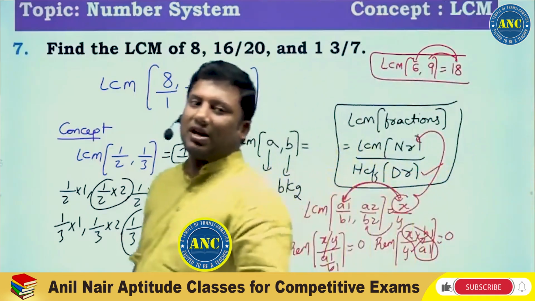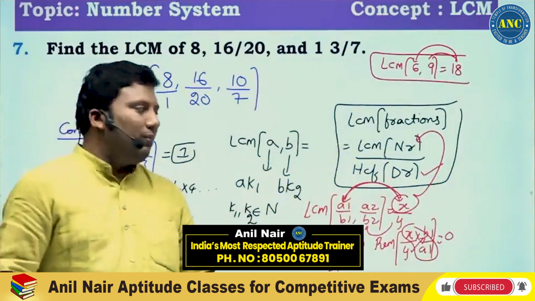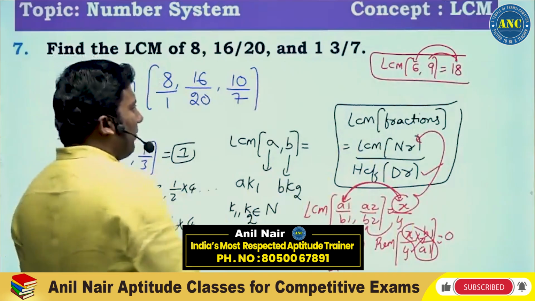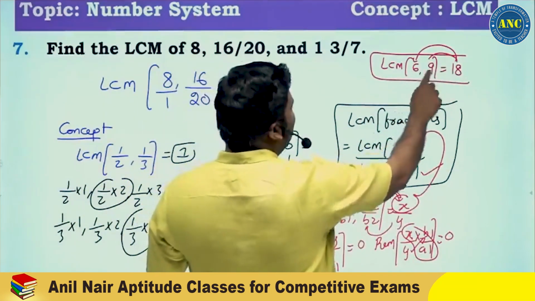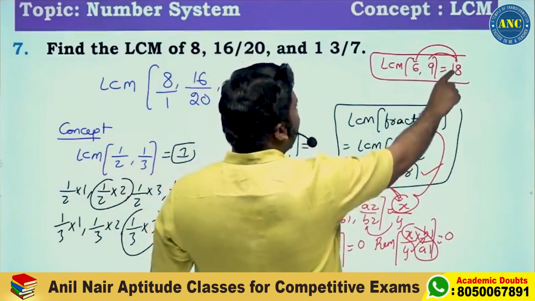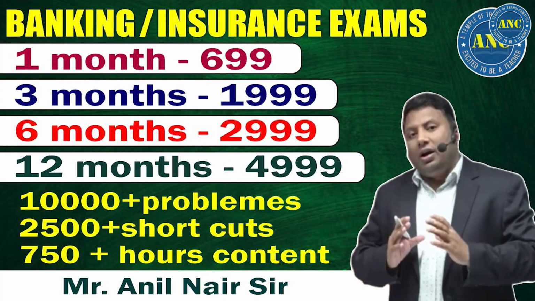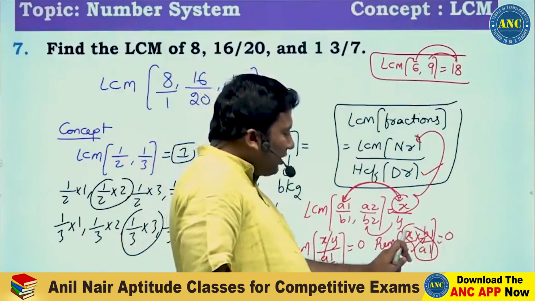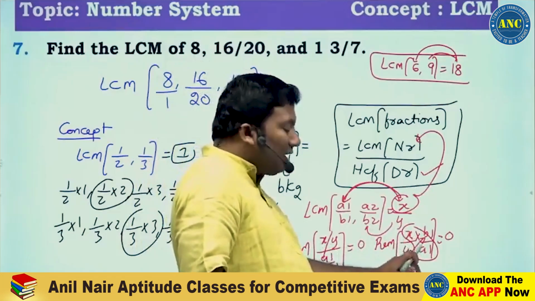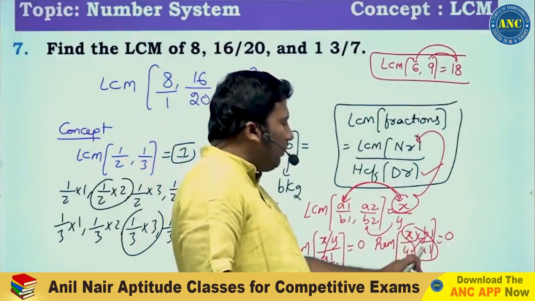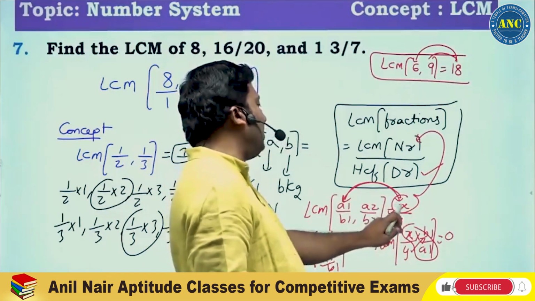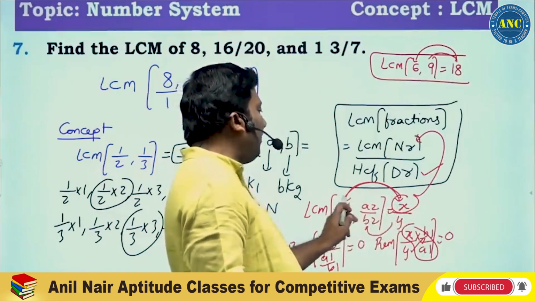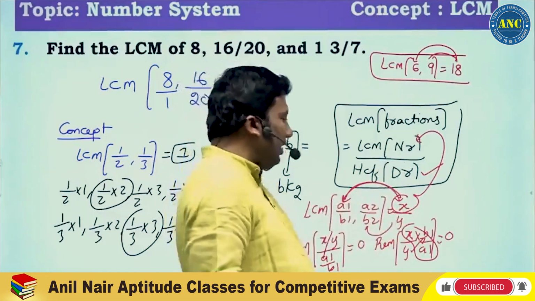Very, very easy, sir. LCM of two rational numbers is also a rational number. So, LCM of 6 and 9, the remainder is 0. That means 18 is perfectly divisible by 6. X by Y is perfectly divisible by A1 by B1. A1 by B1 reversed becomes B1 by A1. That means X should be a multiple of A1. X is there in the numerator. Multiple of A1 means I will get LCM.